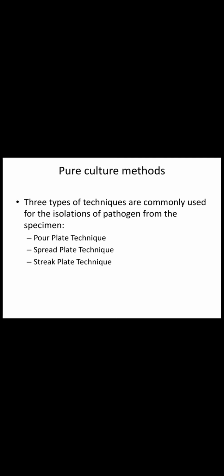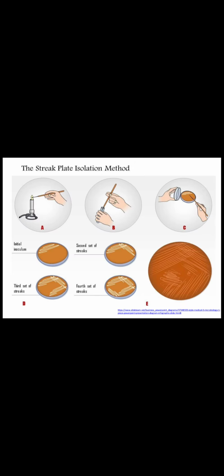Then the next point is the pure culture method. In the pure culture method, there are three types of techniques we commonly use for the isolation of a pathogen from a specimen. First is the streak plate method, second is the pour plate method, and third is the spread plate method. First is the streak plate method. This is the diagrammatic preparation of the streak plate isolation method.